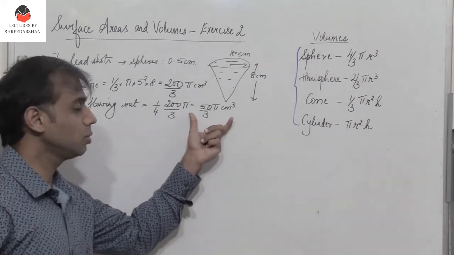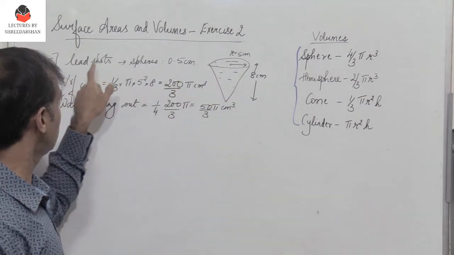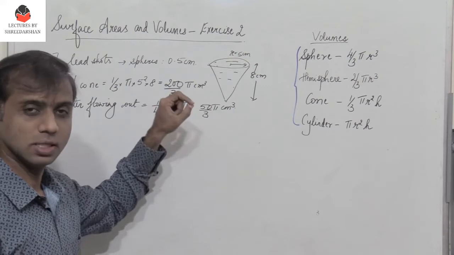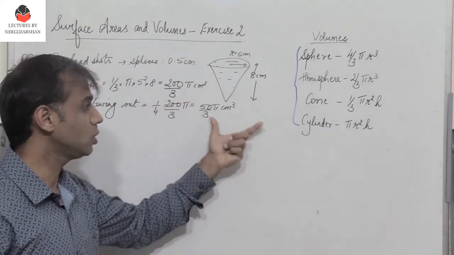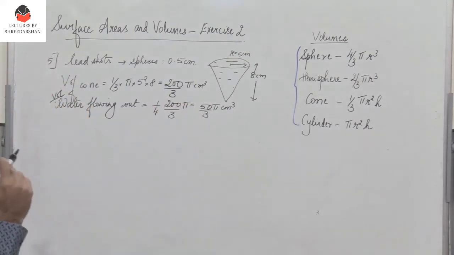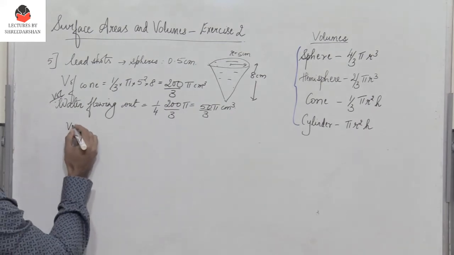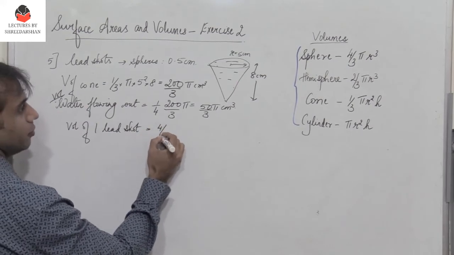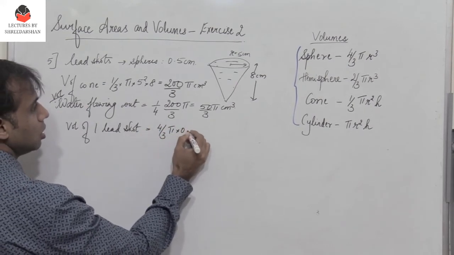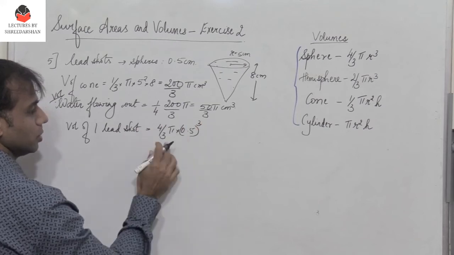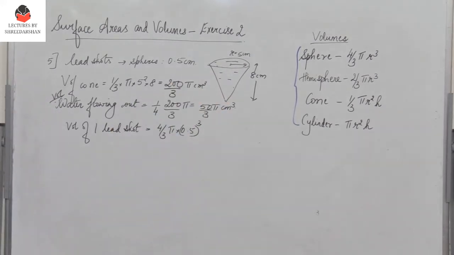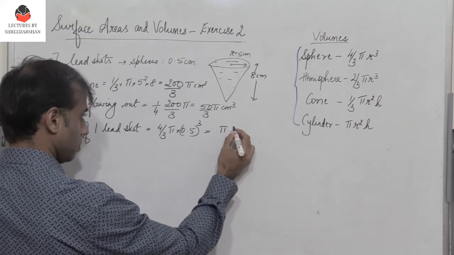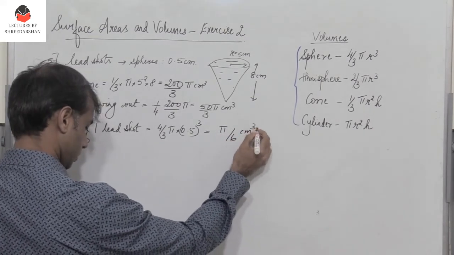And this volume of water which flows out is equal to the volume of the lead shots which have been dropped inside. So now we have to equate these two, and then we'll be able to find the number of lead shots. Volume of one lead shot is given by 4/3 π (0.5)³, where r is 0.5. So this is the volume of one lead shot. If we calculate, we get this as π/6 centimeter cube.